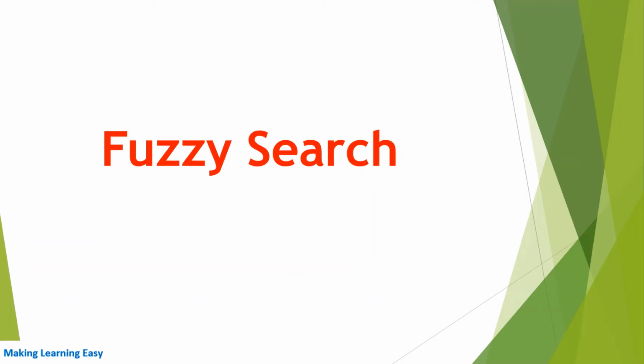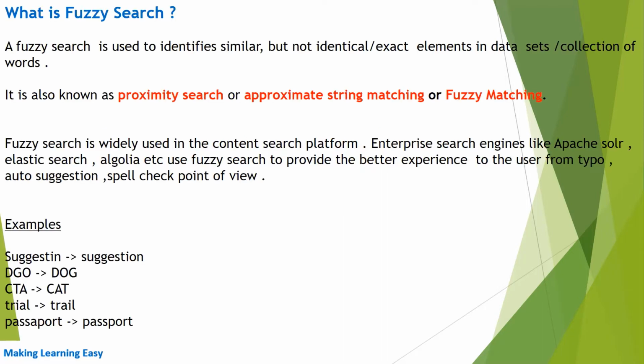In this session, we are going to discuss fuzzy search, which is an important concept in the search domain. What is fuzzy search? A fuzzy search is used to identify similar but not identical or exact elements in a dataset or collection of words. It is also known as proximity search, approximate string matching, or fuzzy matching.